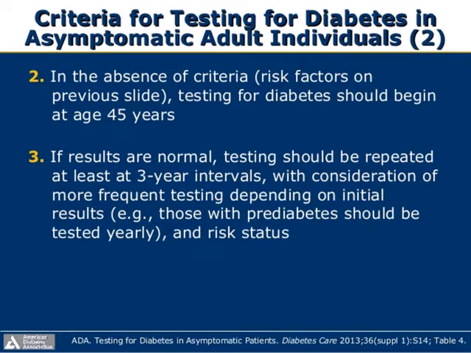In the absence of criteria, which we talk about, the testing for diabetes should begin at the age of 45 years. If the results were normal, testing should be repeated at least at a 3-year interval, with consideration of more frequent testing depending on the initial results, like those with diabetes should be tested yearly and risk status.